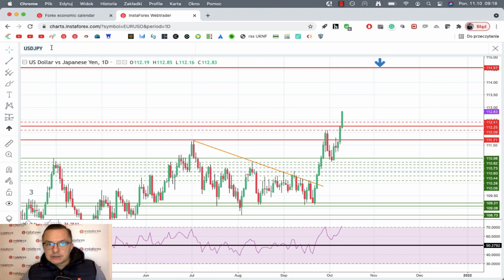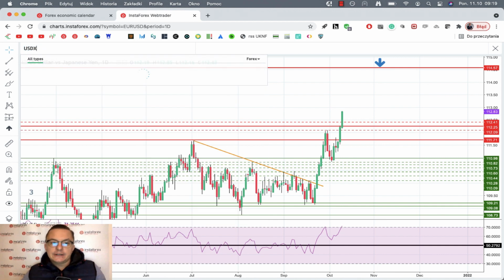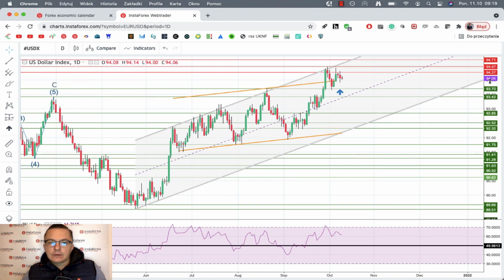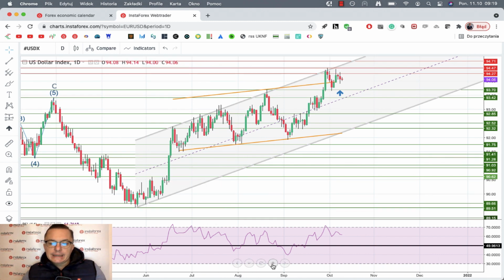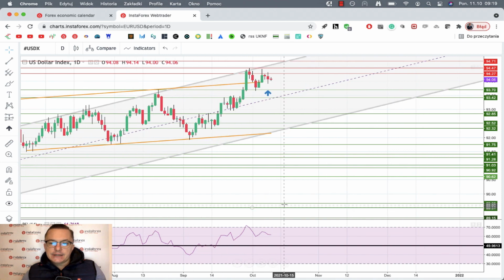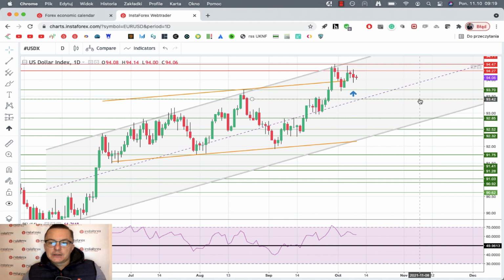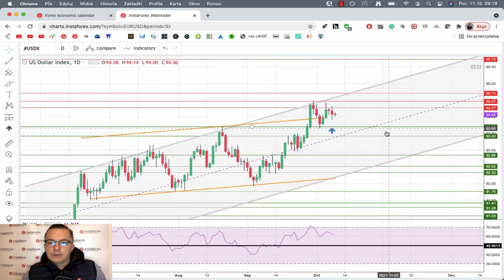So if the US dollar to Japanese yen is going up and euro dollar is going down, what is going on with the US dollar index, right? Is it a strong index or a weak index? As you can see here, this is a rather strong index. However, we have a little problem here with the levels of 94.25 and 94.47. Those are the technical resistance levels, and they must be violated in order to continue higher.